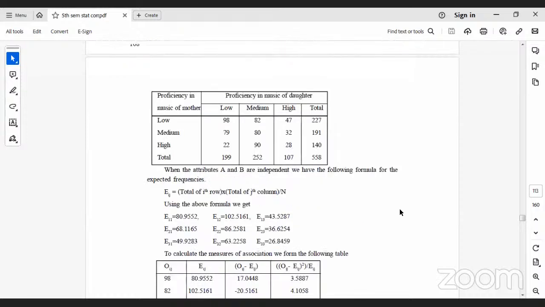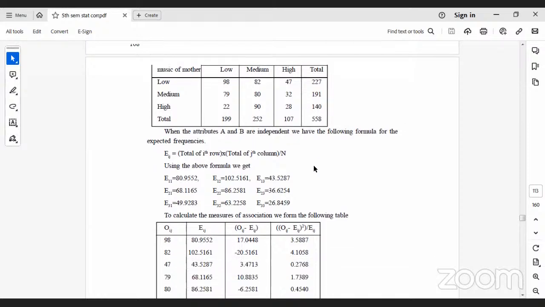Total is 558. For the ith row and jth column: 227 by 199 into 558, 227 by 250 into 558, 227 into 107 by 558. Again 191 by 199 into 558, 191 by 252 into 558, 191 by 107 into 558. 140 by 199 into 558, 140 into 252 by 558, 140 into 107 by 558. These are the values E11, E12, E13, E21, 22, 23, 31, 32, 33. We are finding the values.